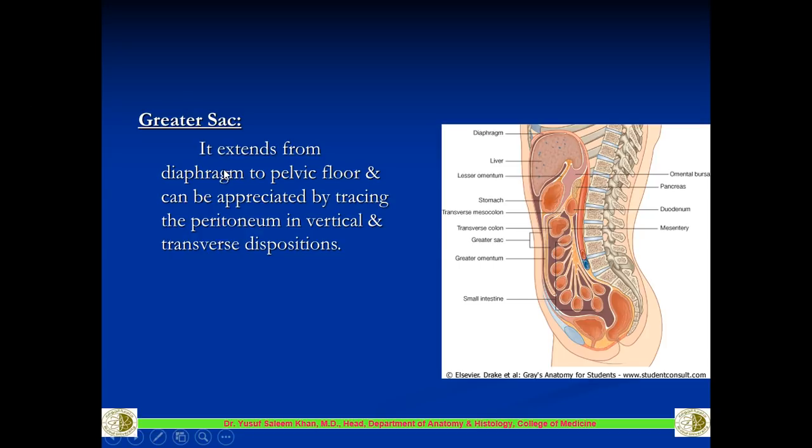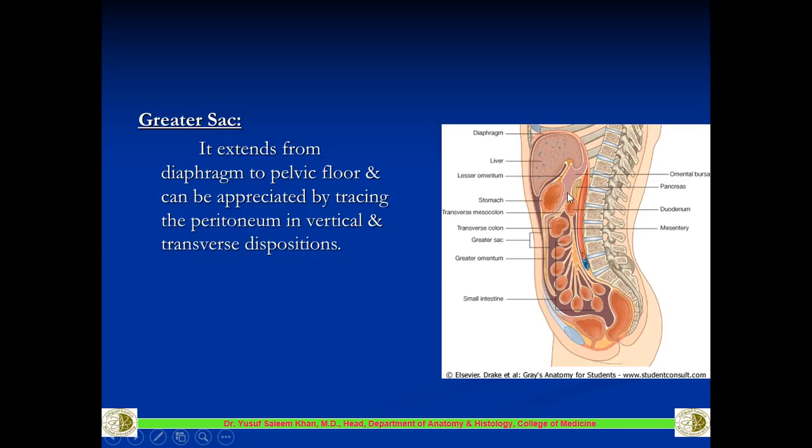So it extends from the diaphragm to the pelvic floor and can be appreciated by tracing the peritoneum in vertical and transverse disposition. You can trace this peritoneum all the way down to the floor of the peritoneal cavity, the floor of the pelvic cavity, and it will be winding back upwards. Even though there is a space shown which is quite big, actually the space is filled with these intestines as well as the greater omentum. So there is actually no space at all, but to show it diagrammatically, it has been shown with a space here. Otherwise, it is filled with the intestine and other structures.